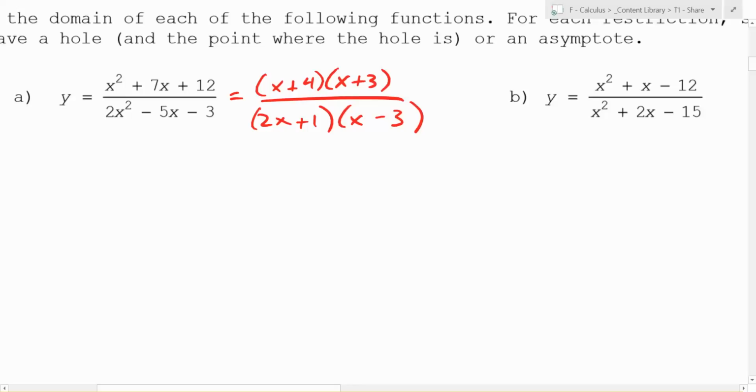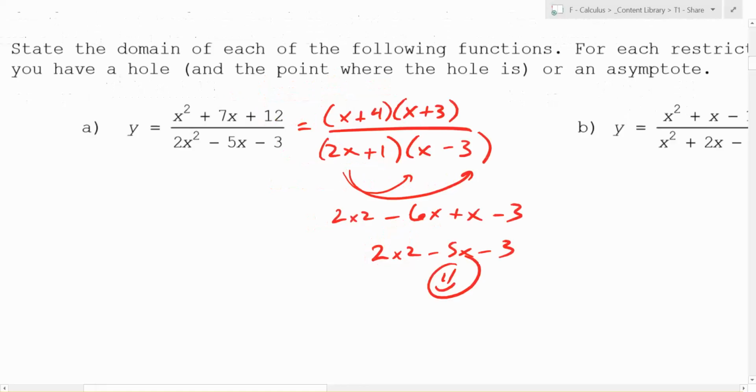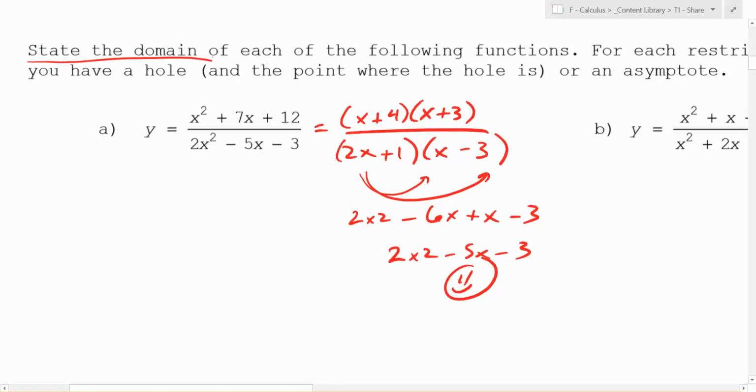What should you always do, even if you're pretty sure? Check. Please check. Everything you do on this one is going to be reliant on this being correct. If it's not correct, you'll be really sad later. Let's check it. 2x squared minus 6x plus x minus... Does it work? It does. So you are happy.